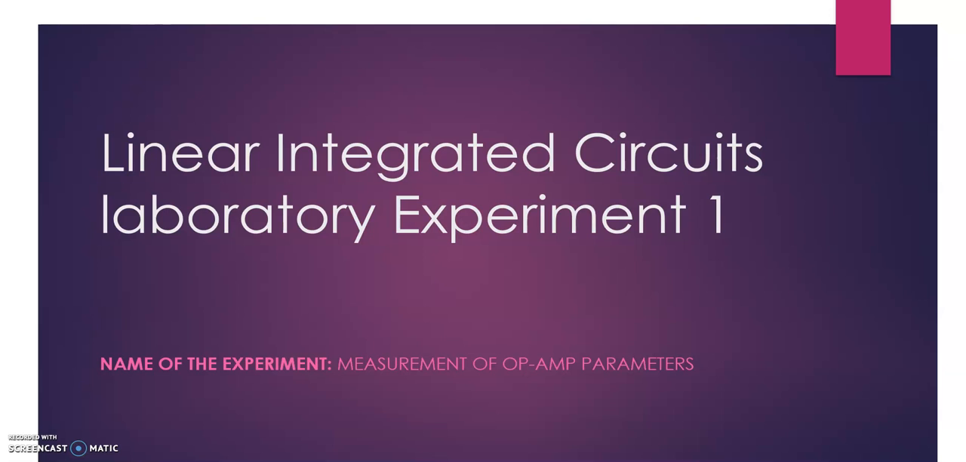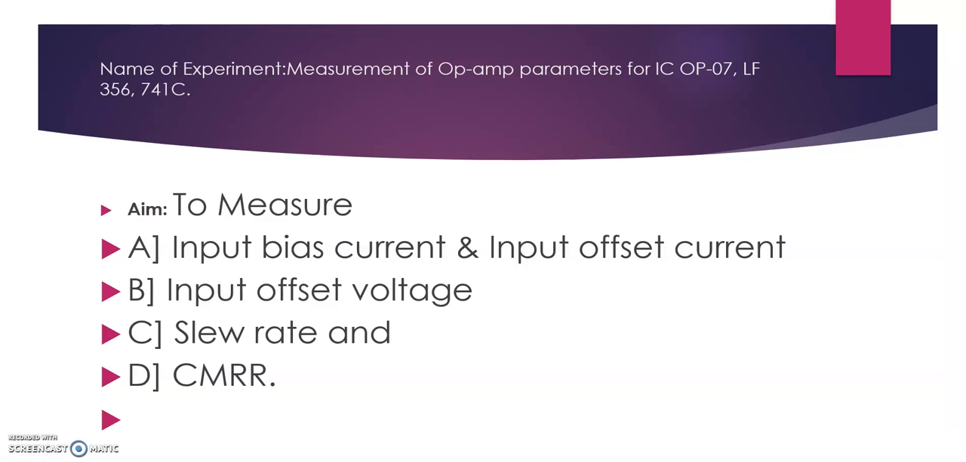We are going to perform experiment 1 today. It is based on measurement of op-amp parameters. For measurement of op-amp parameters, the sample ICs we are using are OP07, LF356 and 741C. Our aim is to measure input bias current, input offset current, and input offset voltage. These are the DC parameters of the op-amp, and the next two, slew rate and CMRR, are the AC parameters of the op-amp. So let us see first how to measure the DC parameters of the op-amp.